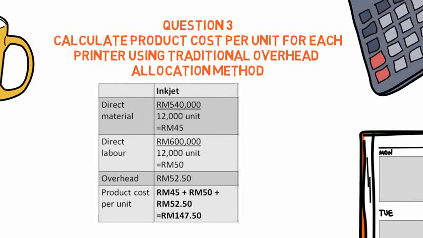So, product cost per unit for inkjet is total direct cost per unit plus overhead equals RM45 plus RM50 plus RM52.50 equals RM147.50.